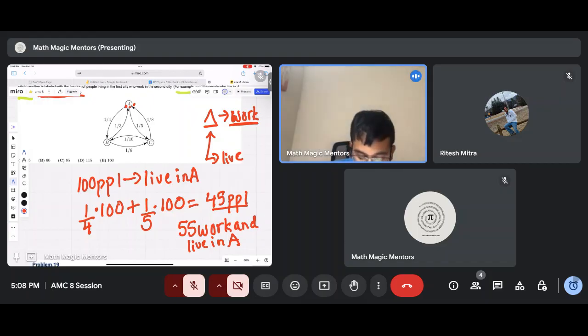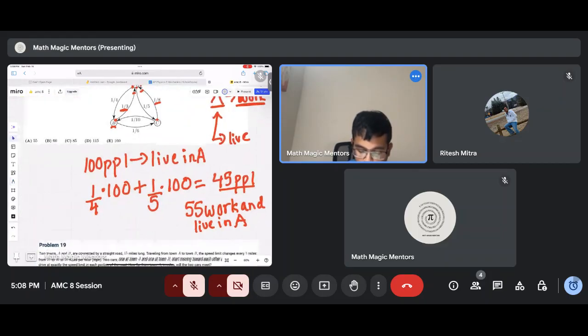Well, you see that there's one third here because remember this tail, this arrow, their tail is on B, so they live in B, but they go to work at A. And then the 1/8 here, they live in C, but they go to work at A.